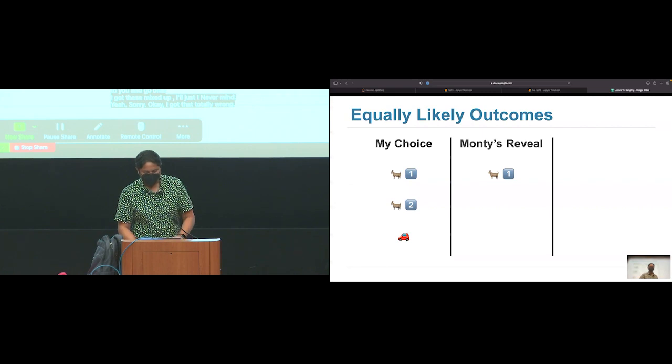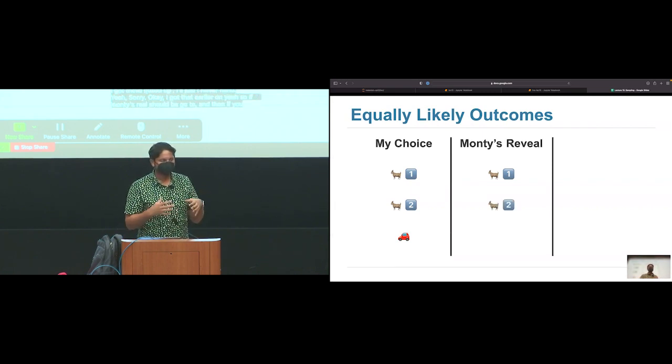Yeah, so if you have goat 1, Monty's reveal should be goat 2, and if you have goat 2, Monty's reveal should be goat 1. And if you picked the car as your initial door, then he's just going to randomly choose, because he could pick either one. It doesn't really matter, but he's going to show you one of those other 2 goats.